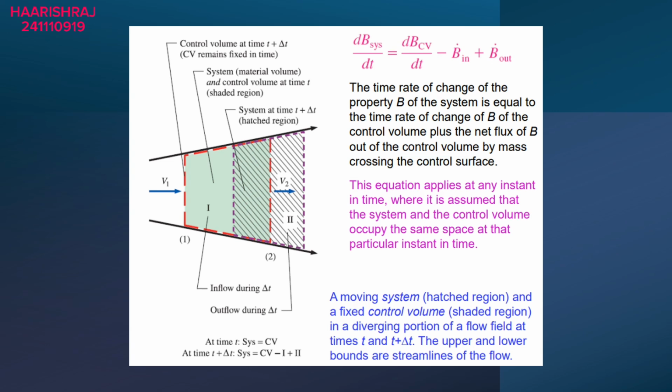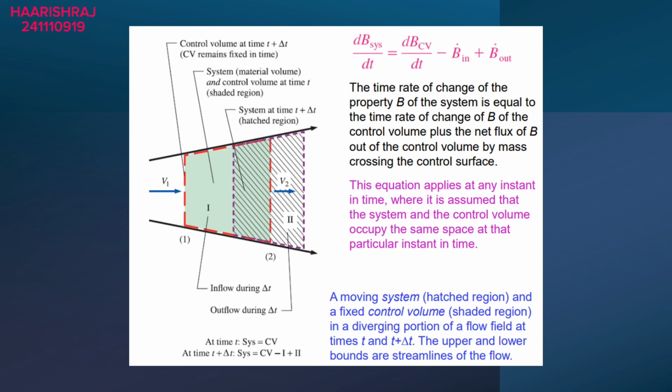The time rate of change of the property B of the system is equal to the time rate of change of B of the control volume plus the net flux of B out of the control volume by mass crossing the control surface. dB system over dt equals dB CV over dt minus B inlet plus B outlet. This equation applies at any instant in time where it is assumed that the system and the control volume occupy the same space at that particular instant in time.